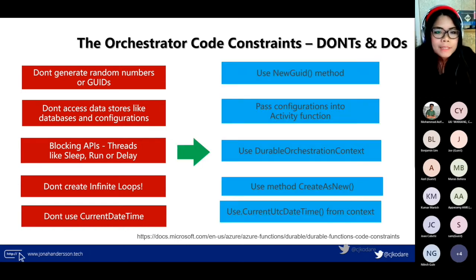And what's recommended instead is this, line per line. You can use new GUID. And if you need to have configuration, you can have it in your activity function. And if you really need to do some wait or sleep, you can use the durable orchestration context, which has specific methods for those. And if you really need to have a loop in the workflow, then you can use continue as new. And for the date time, there's a specific method for that in the context.